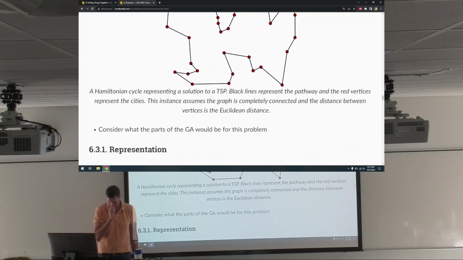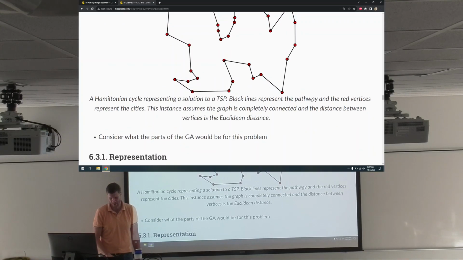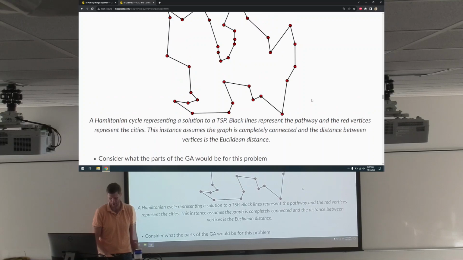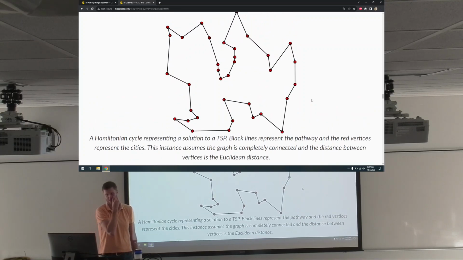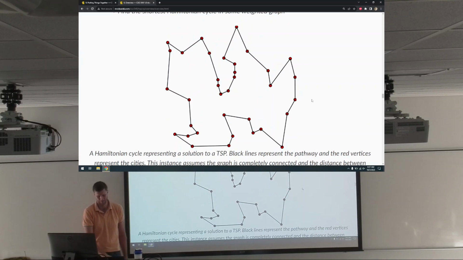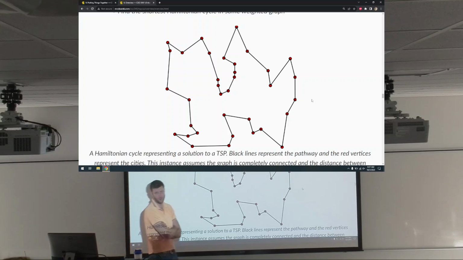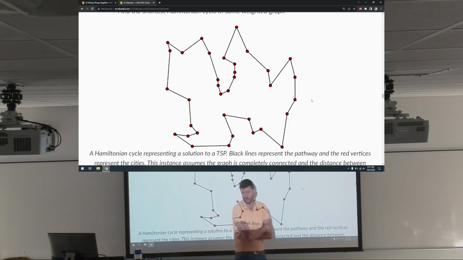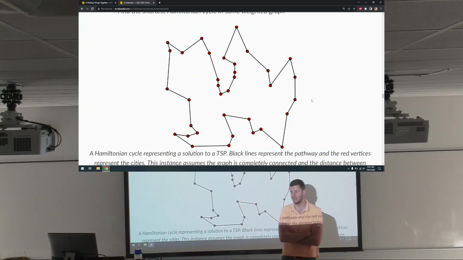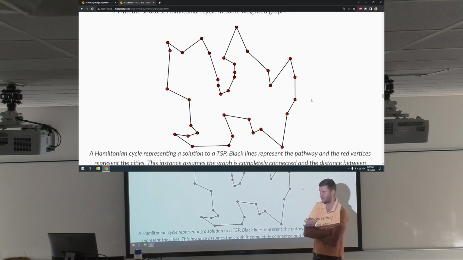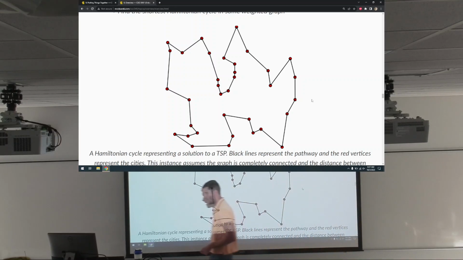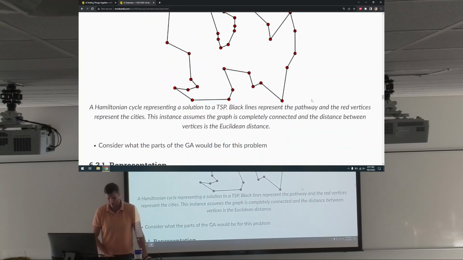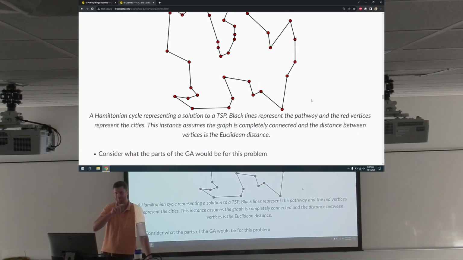Yeah, black lines represent the pathway, and the red vertices represent the cities. It assumes the graph is completely connected. So that's another thing too. In the ones you're using for the assignment, it assumes the graph is completely connected. You can go from any vertex to any other vertex. It doesn't really matter. It's just that the edge length is however far apart they are. That's fine. And it's symmetric. The weights are the same both ways.